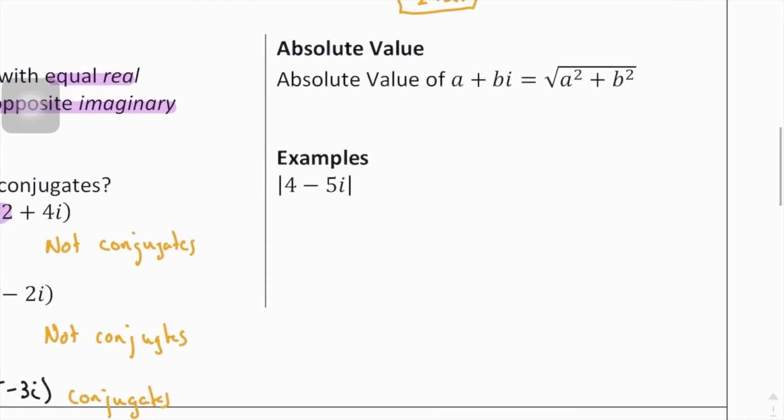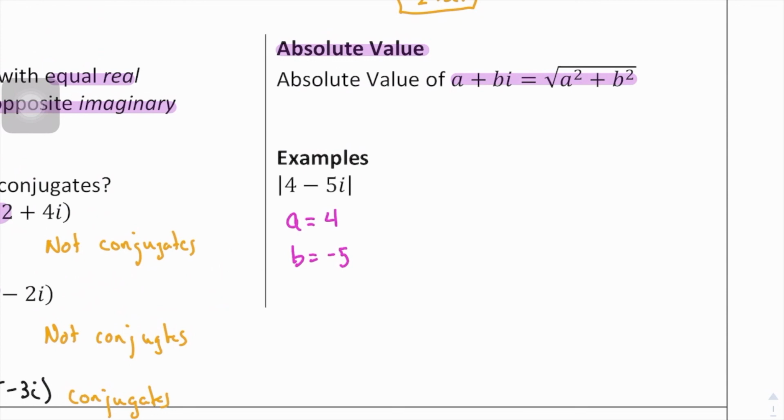Another thing I might ask you to do is figure out the absolute value of a complex number. That has a particular formula. Right, so here's what the formula is. So here's our example. I'm going to define our a's and b's just so it's clear. a is 4, b is negative 5 in this example.